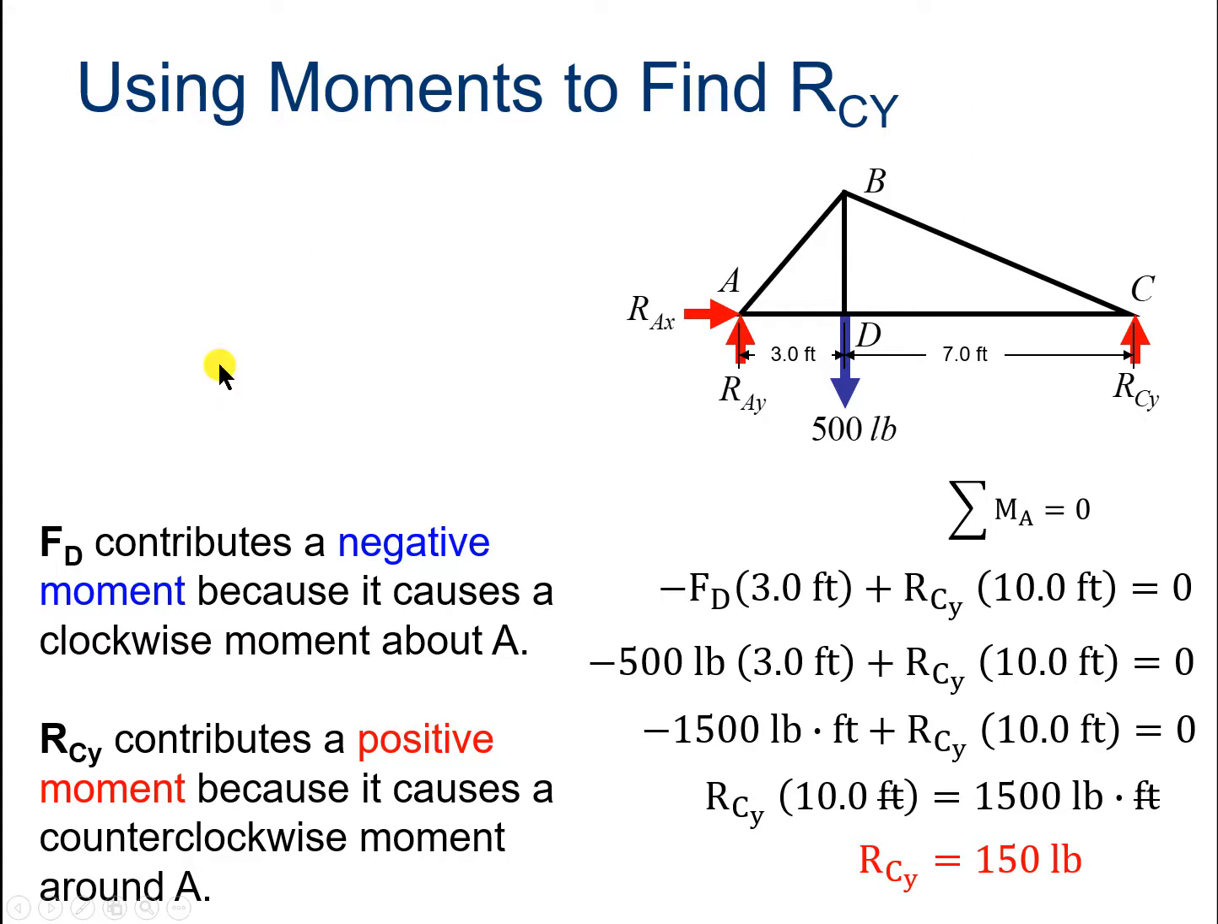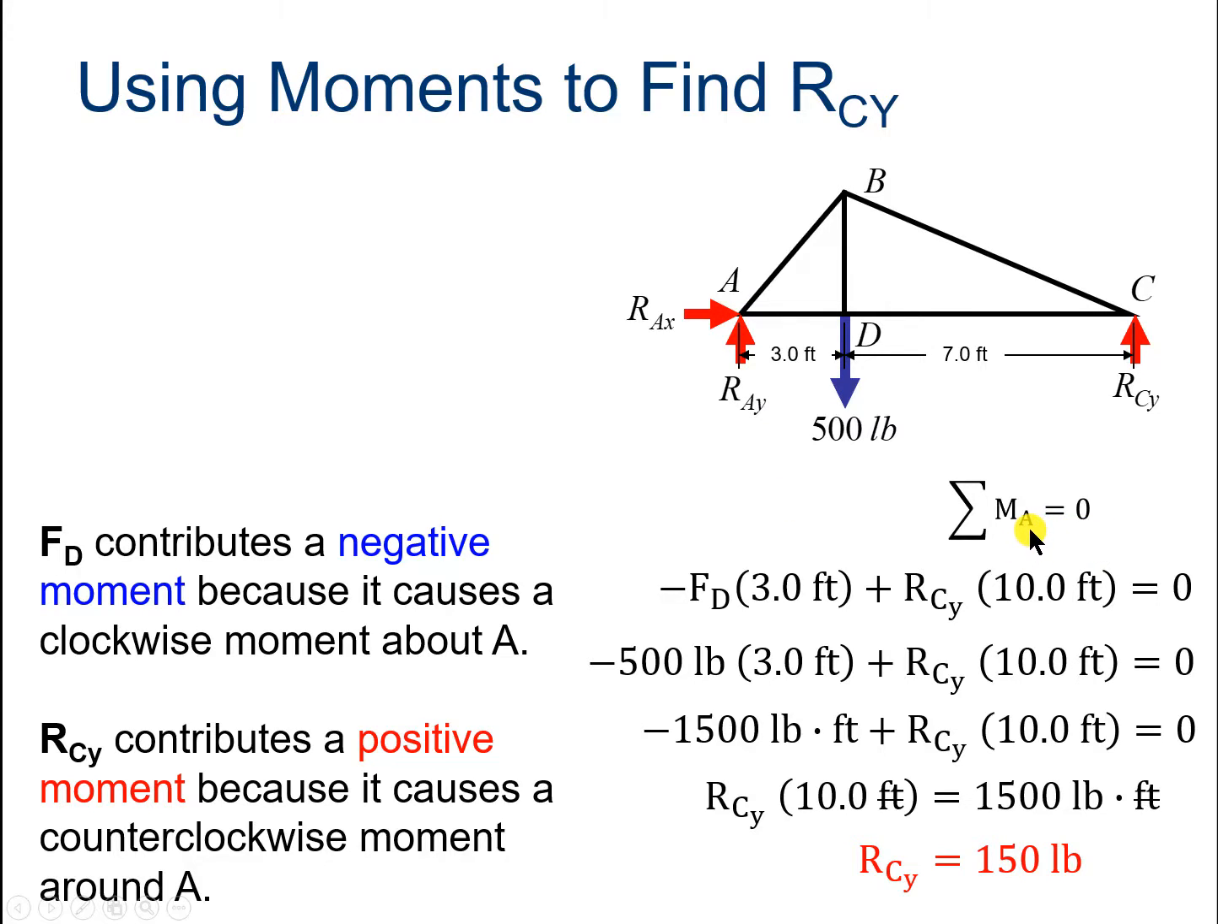Okay. Then R sub CY, which is pushing this up here, clearly is going in the opposite direction, and so it contributes a positive moment because it causes a counterclockwise moment around point A. So if we apply one of our equations, the first of the three, the sum of the moments about point A, and really we can choose any point, some are much more convenient than others.